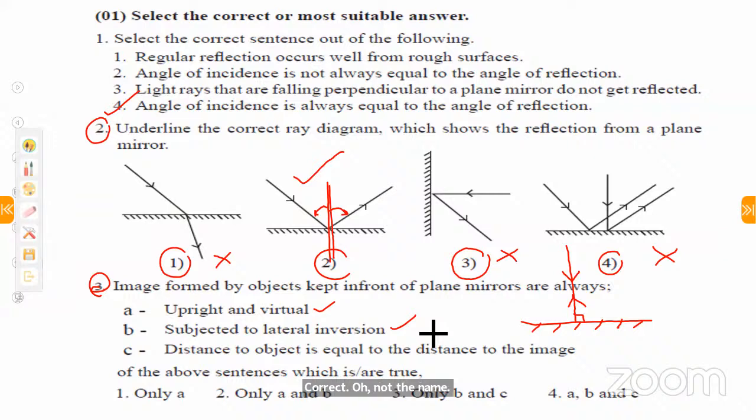Distance to object is equal to the distance to the image. Correct. Then ABC all correct.